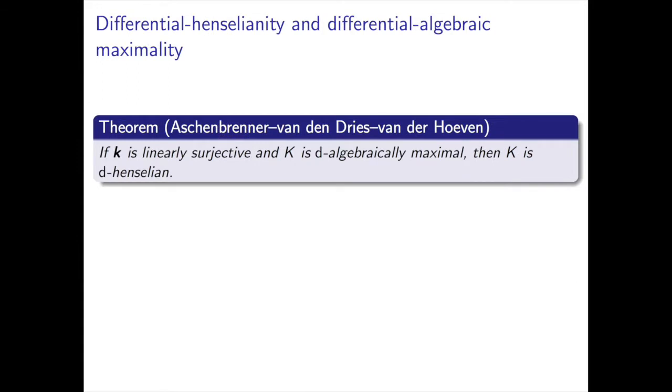So then there was also this relationship between henselianity and algebraic maximality. Like in the valued field setting, one direction is easier than the other. So if K is linearly surjective and your capital K is d-algebraically maximal, then you're d-henselian. This is not too hard to prove once you develop some general theory of d-henselianity.